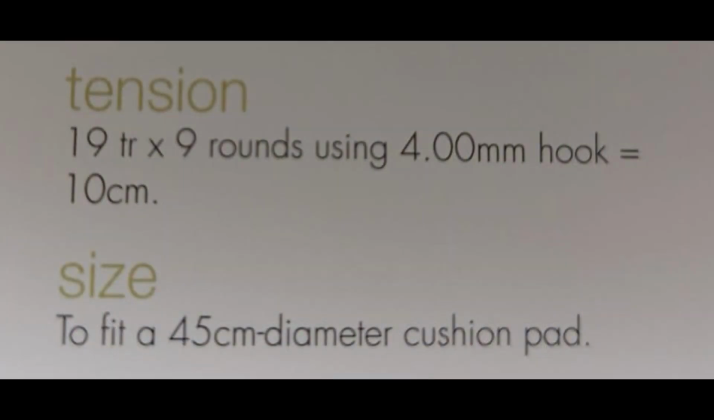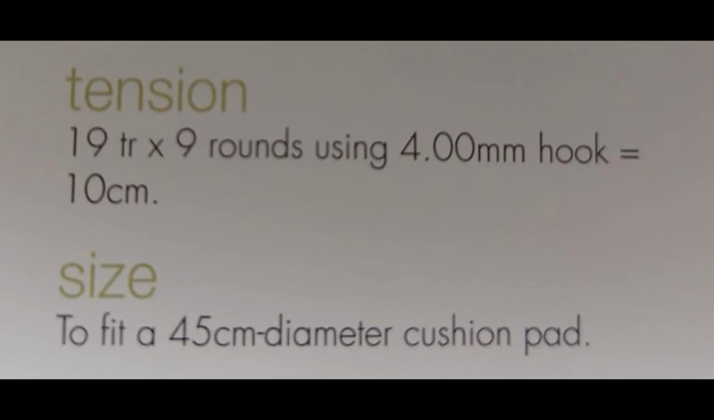The next element of the crochet pattern is the tension. So the tension tells you how many stitches you will do for a certain amount of rounds or rows with your particular size hook to get a size shape. So for example, here it says you need 19 treble stitches over 9 rounds using your 4mm crochet hook to get a 10 centimeter circle.